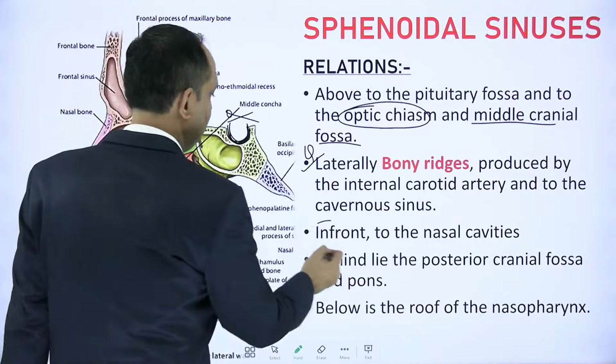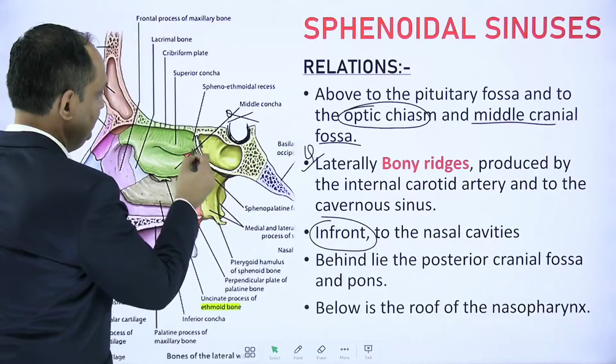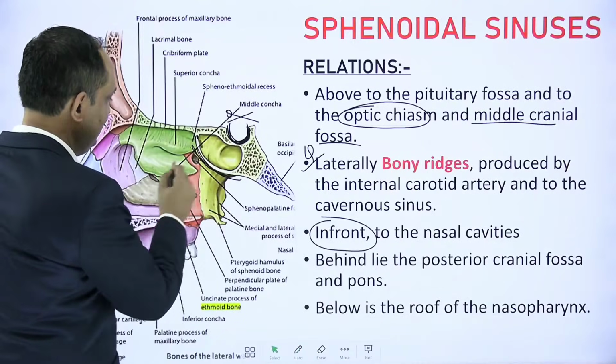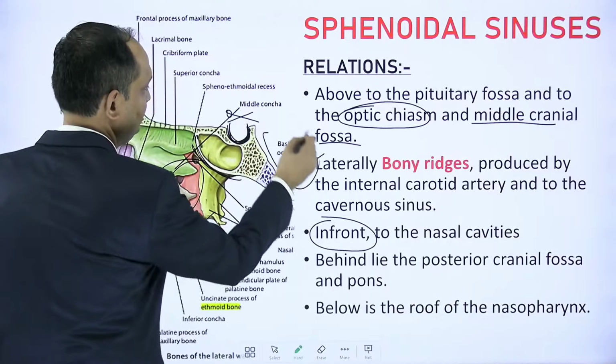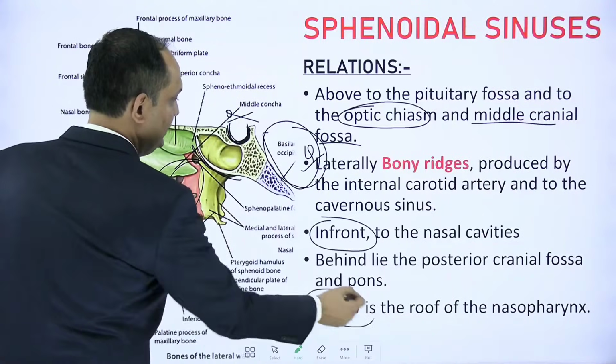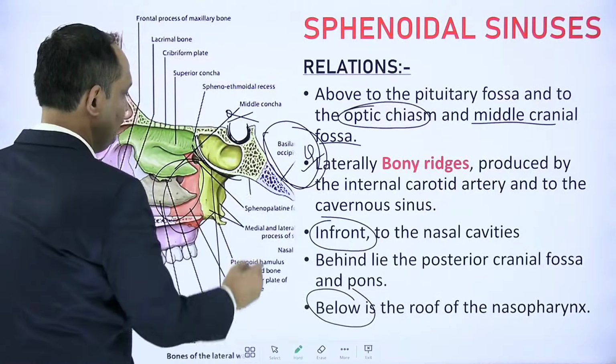Now in the front, anteriorly, it is related to your nasal cavity, and posteriorly it is related to the posterior cranial fossa, and below it is related to the nasopharynx.